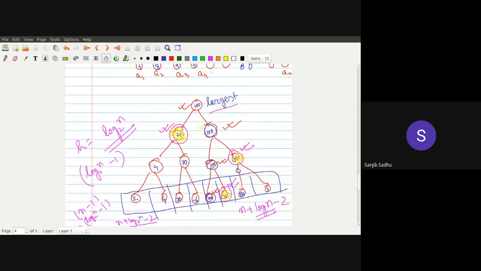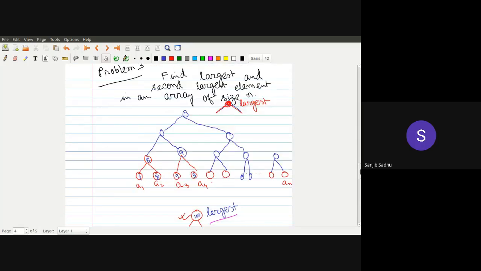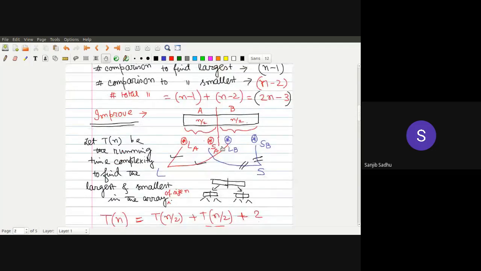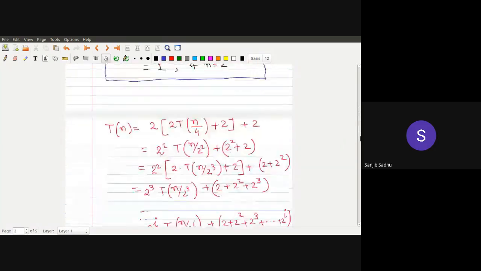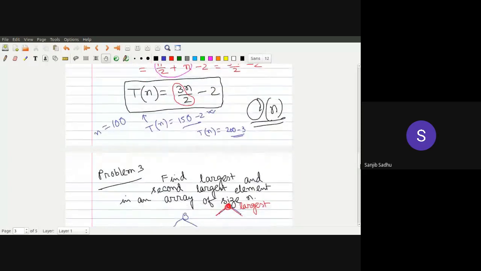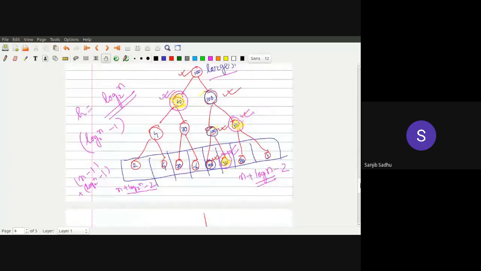I have not explained that one, because they are similar algorithms: largest and smallest, largest and second largest. It will be almost similar. So here also you will get 3n by 2 minus something. But if, instead of doing that, I apply it like this, then it will be better. Is it clear?